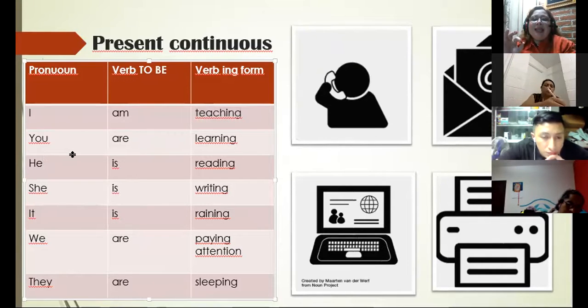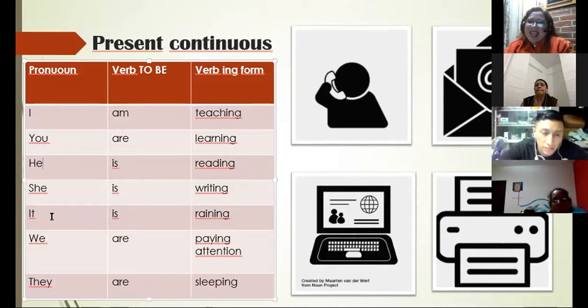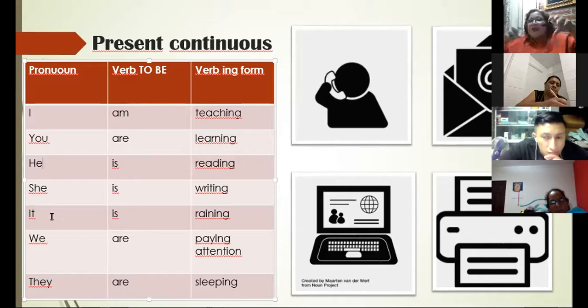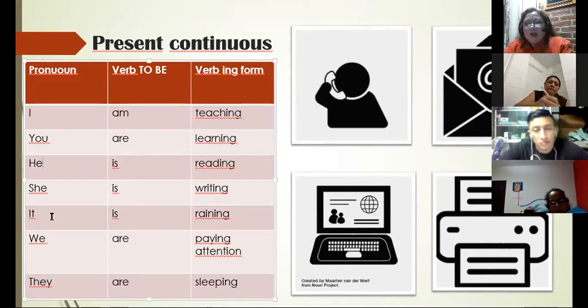Now, for the third person, we say he is reading, for example. Let's see, what is Edwin doing? He is reading. Okay. What is Ana del Carmen doing? She is writing. Okay. Es como agregarle endo, ¿verdad? Exactly. That's the ending of this form of the verb, okay? That we are doing the thing now, ando endo, right? Correct.